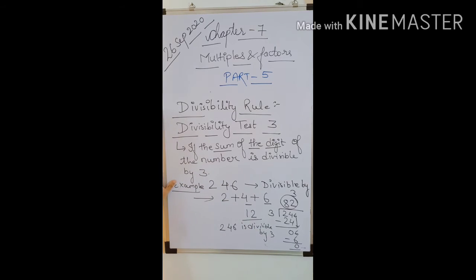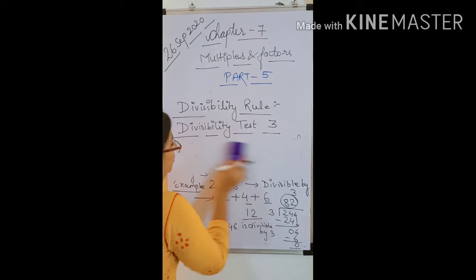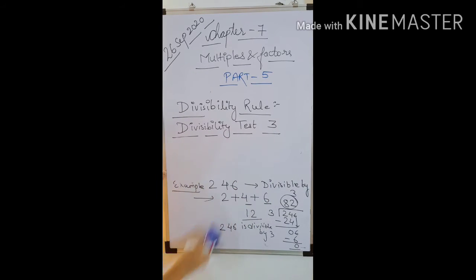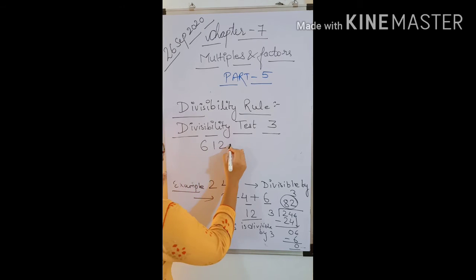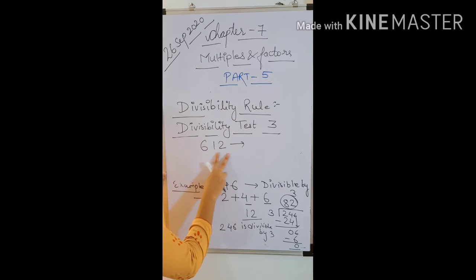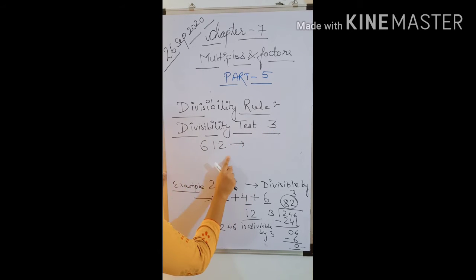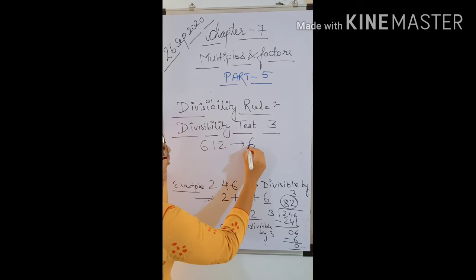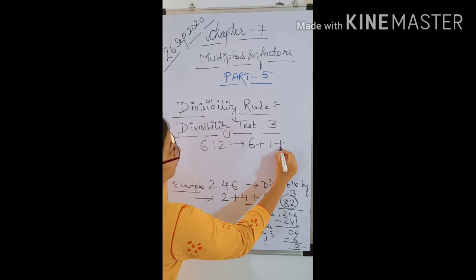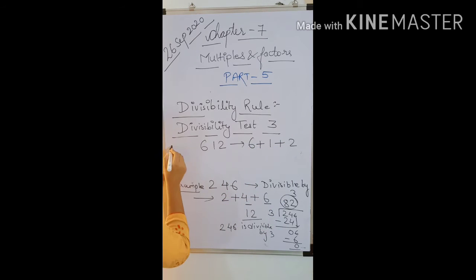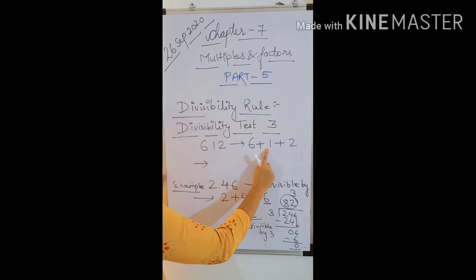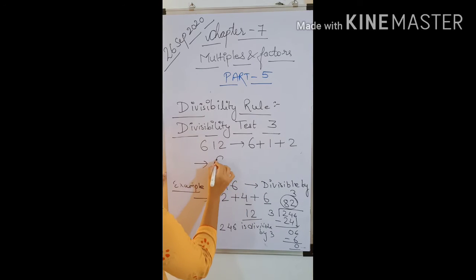Let us take one more example. Let us understand one more example. Suppose the number is 612. So what is our main thing? We have to add all the digits. For the divisibility test of 3, we have to add all the digits present in the given number. So 6 plus 1 plus 2. 6 plus 1 is 7. 7 plus 2 is 9. And we know very well 3 3s is 9.